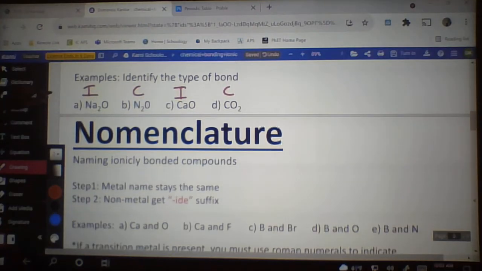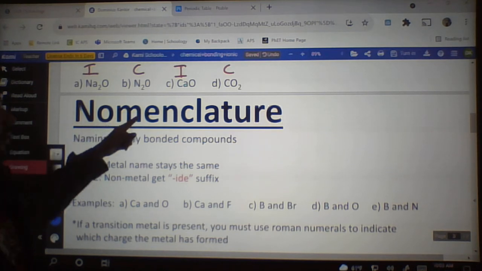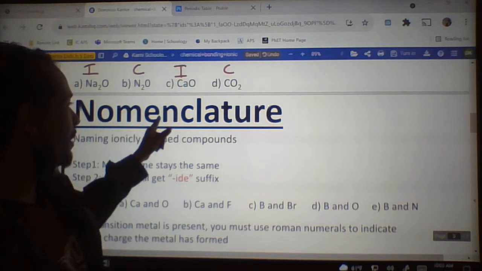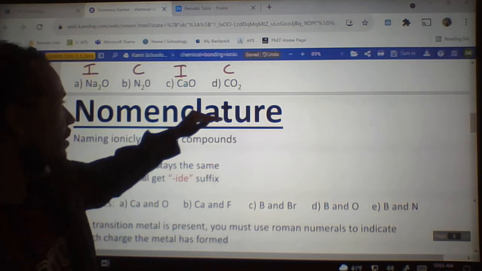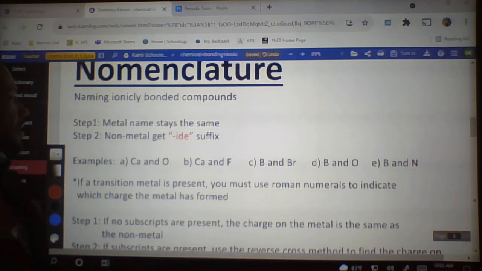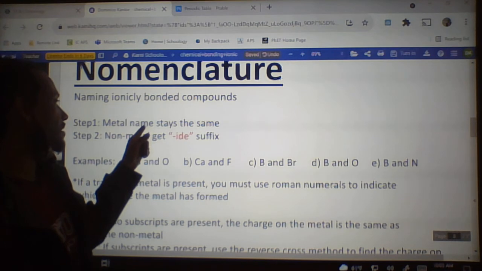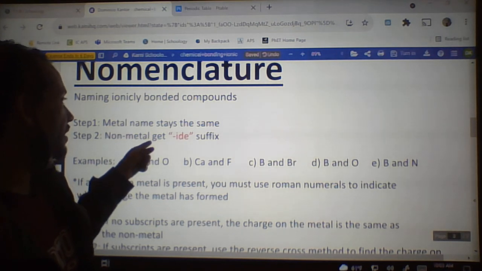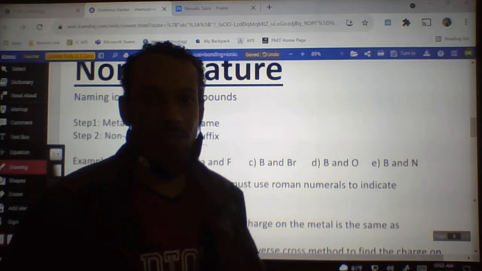All right. And then as we get into nomenclature, nomenclature means naming system. So this is our naming system. We'll start with ionic bonds. So it's just like when we get married. First name stays the same, last name gets an IDE, and we'll talk about that briefly in the next video.